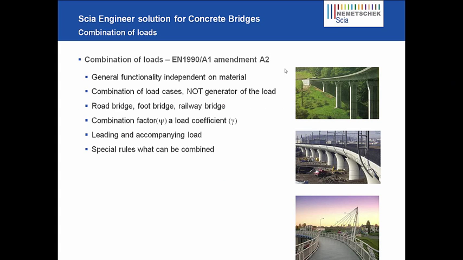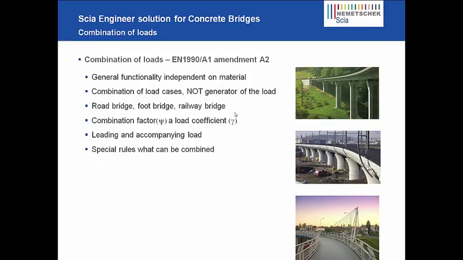What does this tell you? If you want to combine loads independently from the material, because of Eurocode 0, then you will have to use different rules for either road bridge, footbridge, or railway bridge. You will have to use a combination factor and a load coefficient. And there will also be a leading and accompanying load.